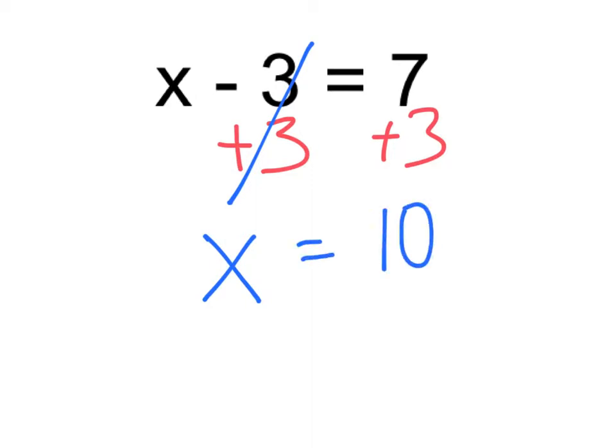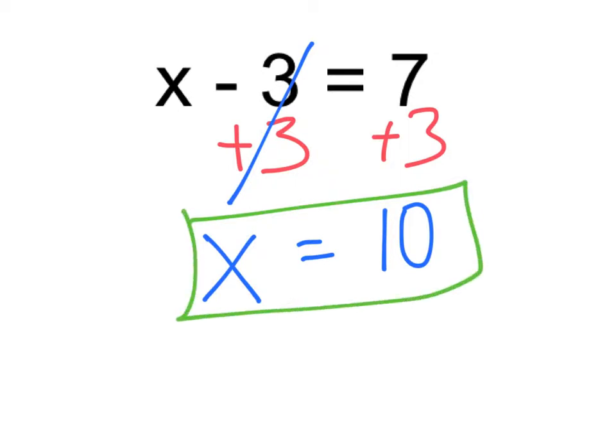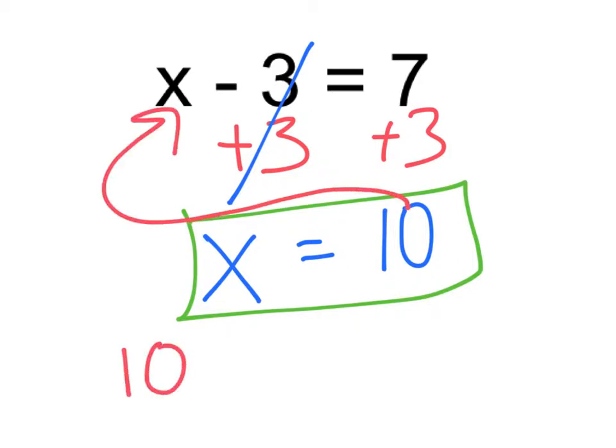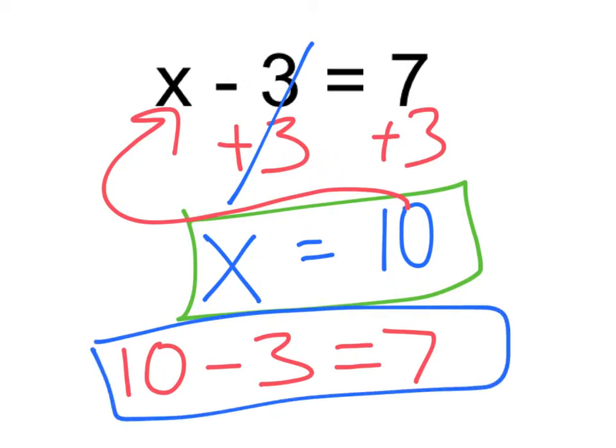So this is our answer, and what we need to do is check to see if this is right. If we take this 10 and plug it in where the x is, let's try that right now. So now instead of x, I'm going to write 10 minus 3 equals 7. Does that check out? It sure does. So the answer is x equals 10.